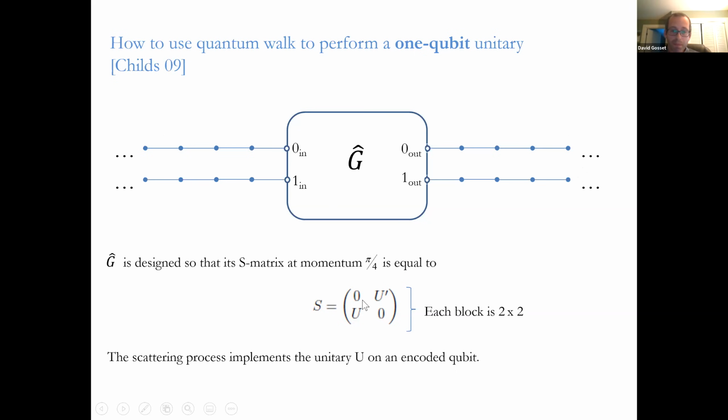And moreover, this U tells you that not only are you moving to the right on the output paths, but the unitary U has been applied. In other words, the amplitude on 0 and amplitude on 1 are described by this unitary U. So we've applied that U to the encoded qubit. So this is the desired situation, right? Given U, we want to find a graph with this S matrix of this form. So how do you do that?